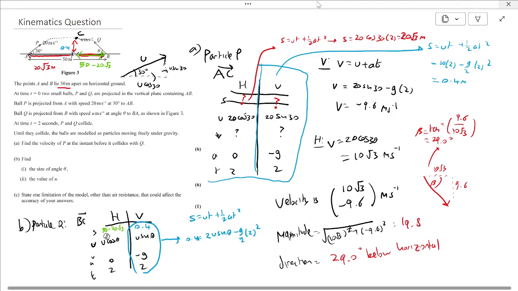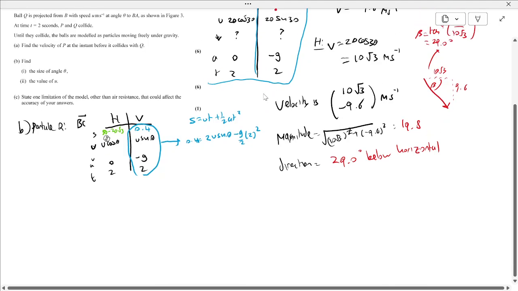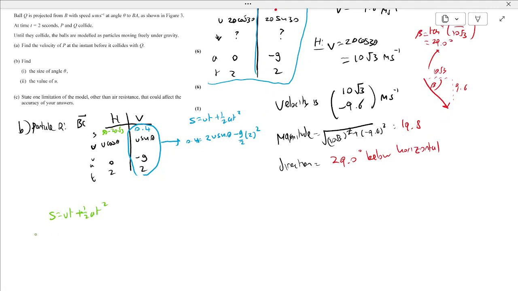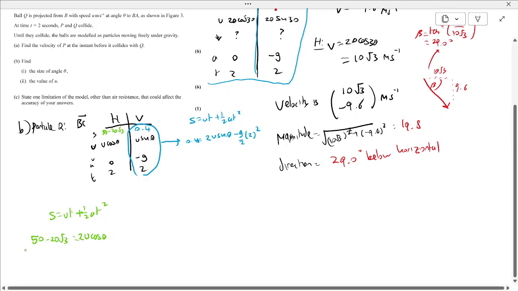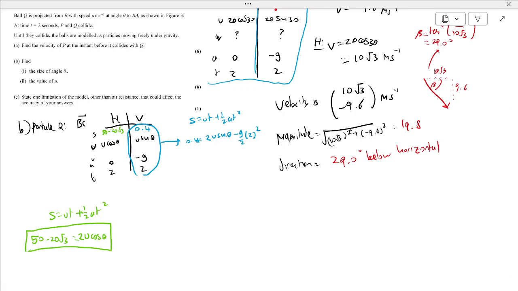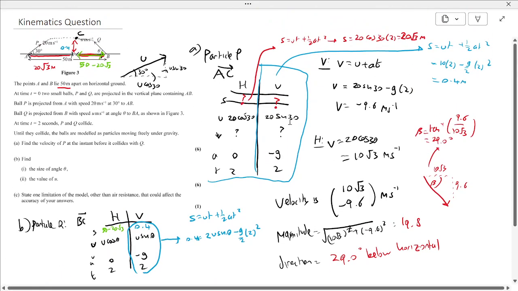It's the same through that equation I've just done, the one with no v. So we will do s equals ut plus a half at squared. 50 minus 20 root 3 equals u cos theta. Times by again t, which is 2, and then a is 0. Okay, so I have one equation using the fact that I know how far particle Q has gone horizontally.